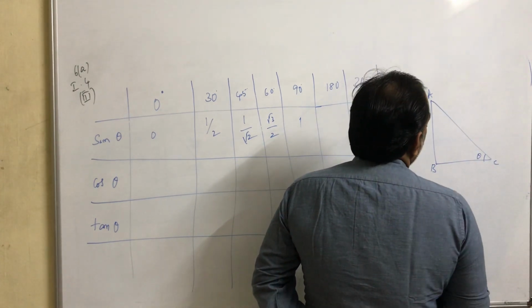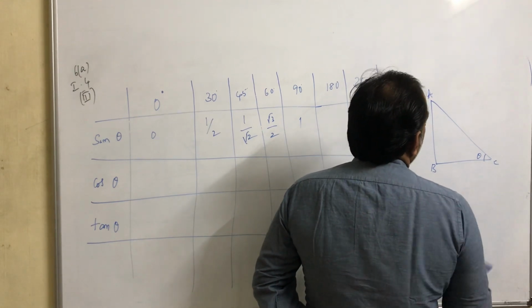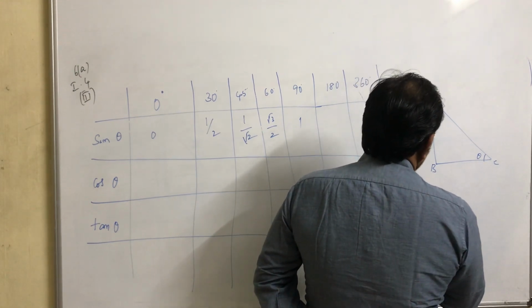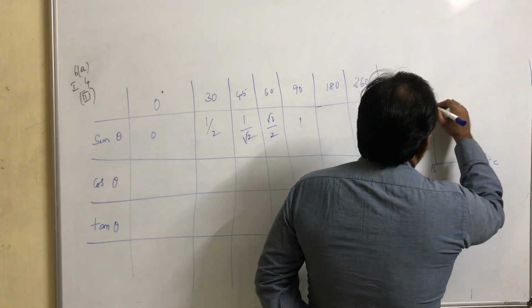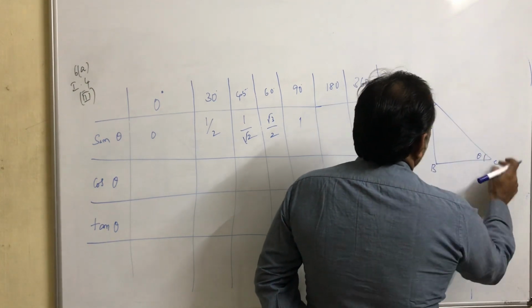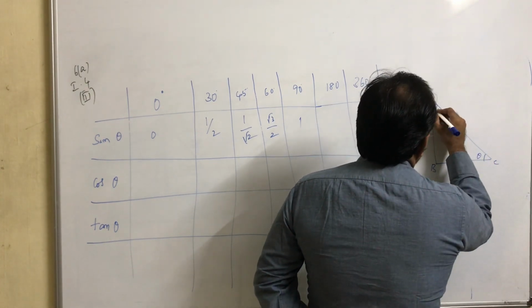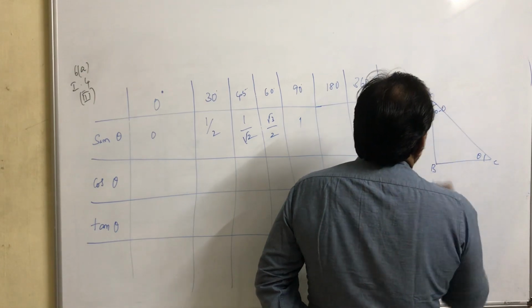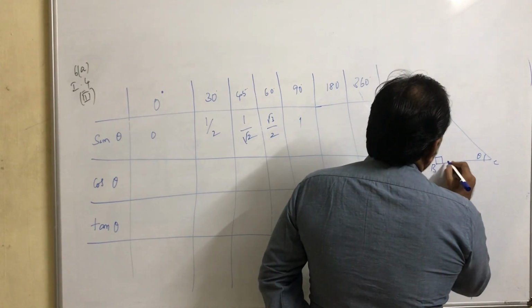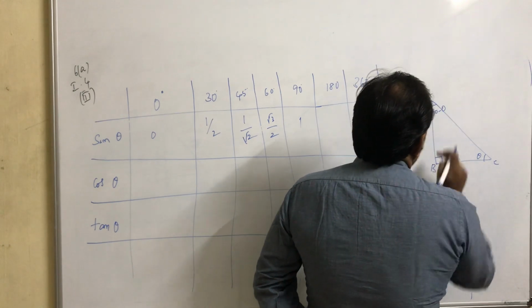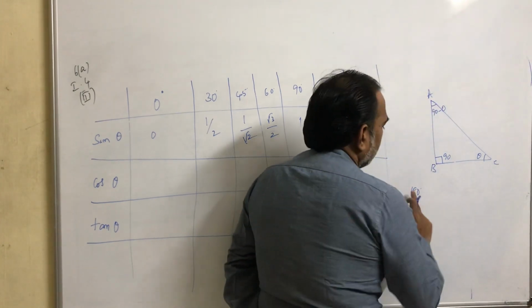What is the total of the angles in a triangle? That is 180 degrees, right? And what is the angle BAC? BAC is 90 minus theta, right? And this is a right angle triangle, obviously. Angle ABC is 90 degrees.